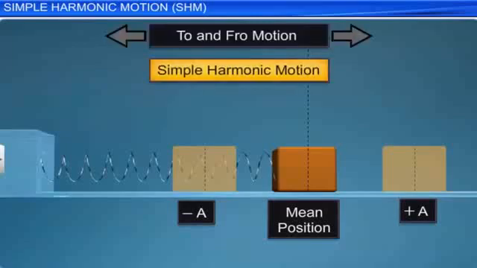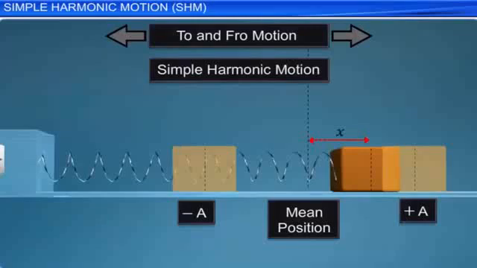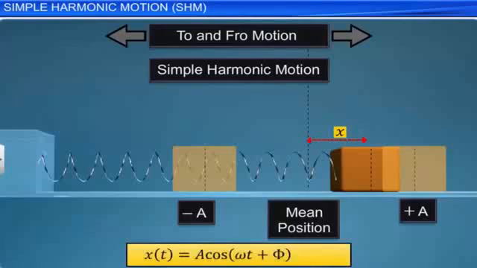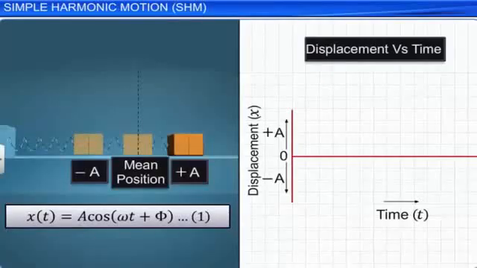The displacement of the particle from the origin is a function of time t. The displacement x of a particle in simple harmonic motion can be expressed as x(t) = a cos(ωt + φ). Let this be equation 1. In simple harmonic motion, the variation of the displacement of a particle with time t can be denoted by the displacement versus time graph.